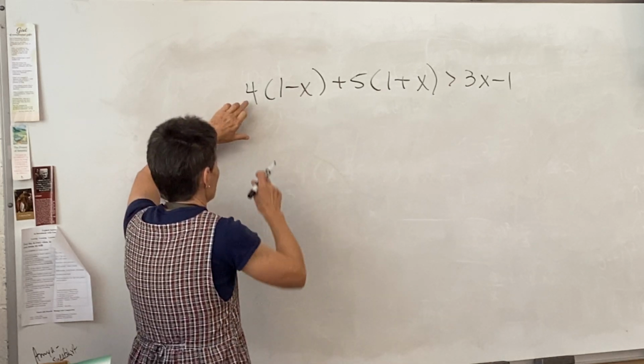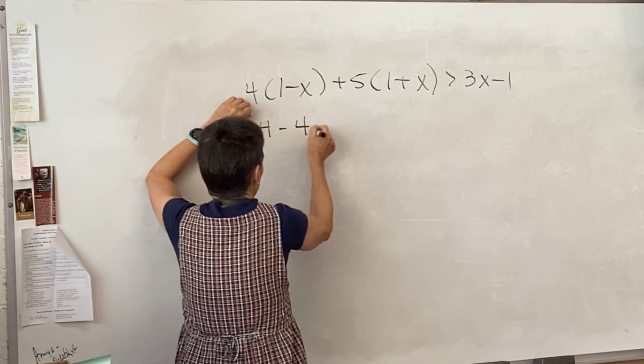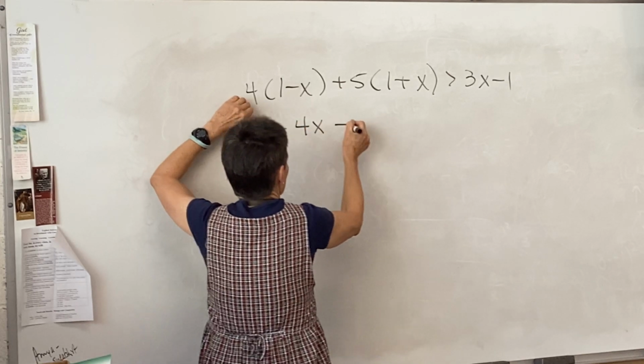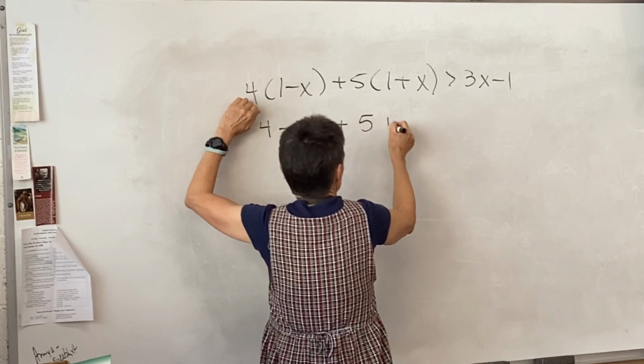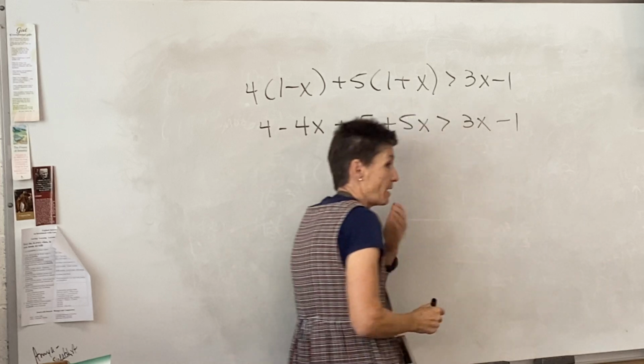Distribute, absolutely. So we're just going to distribute twice. So 4 minus 4x plus 5 plus 5x, and then greater than 3x minus 1. Is that okay?